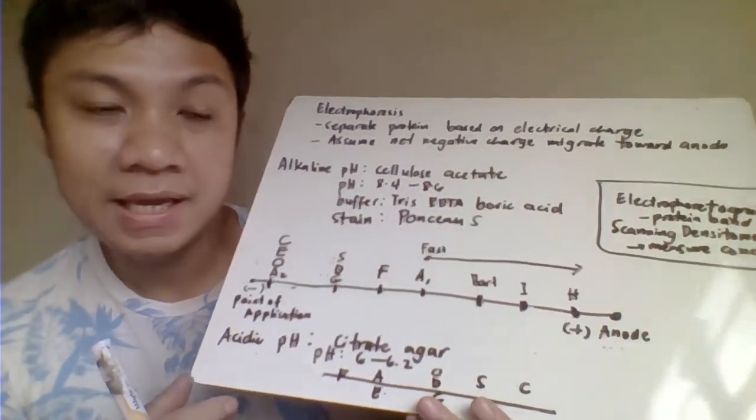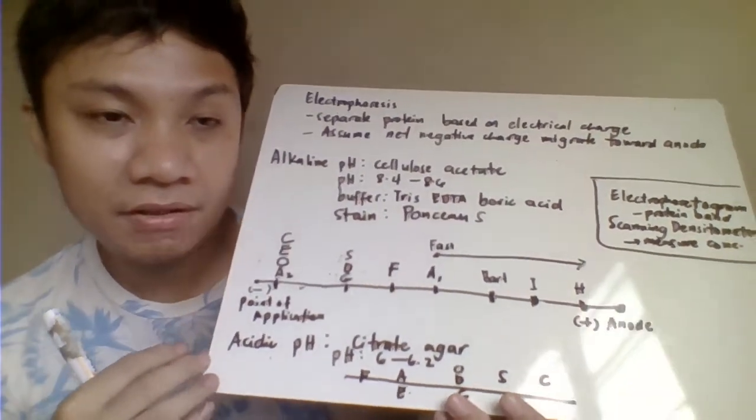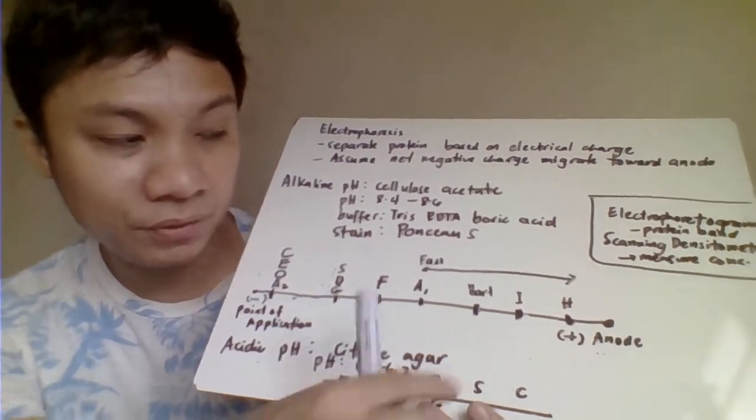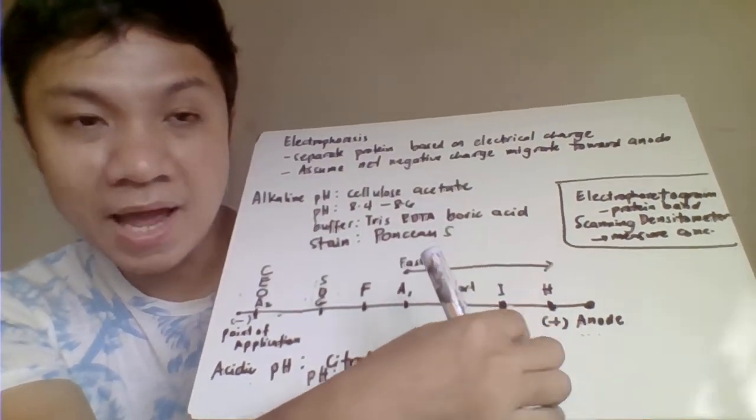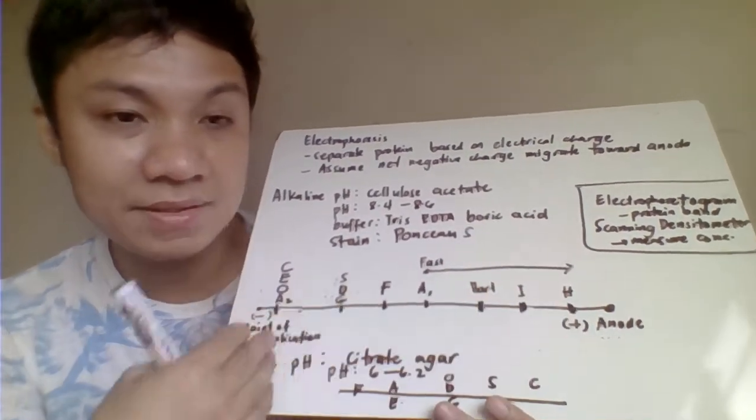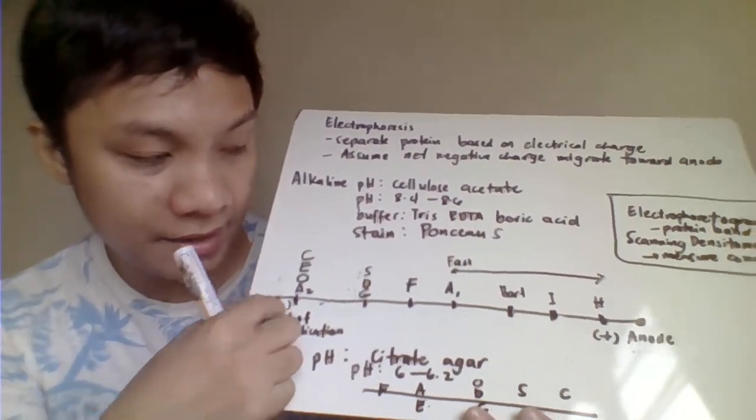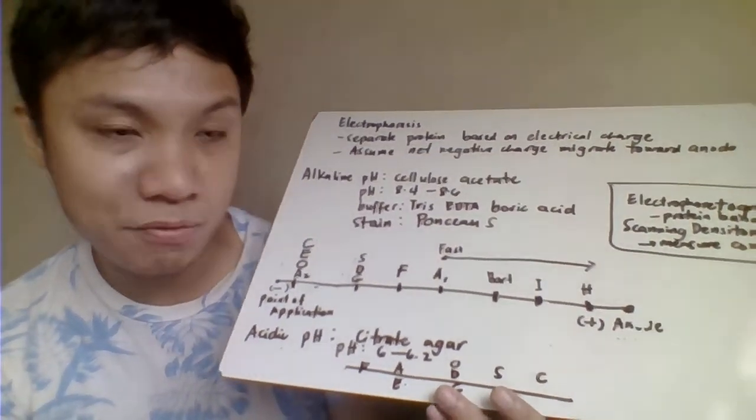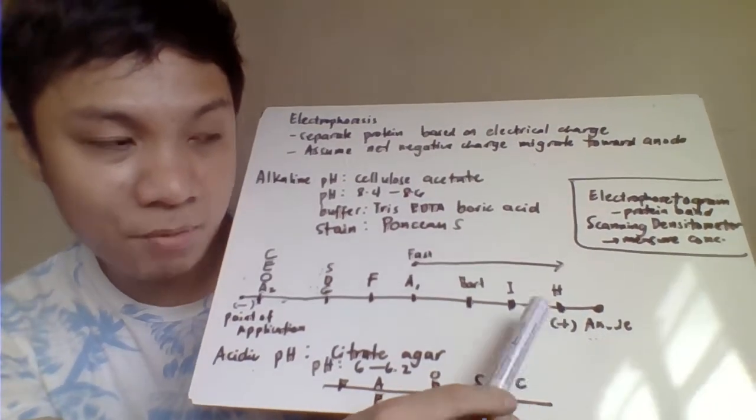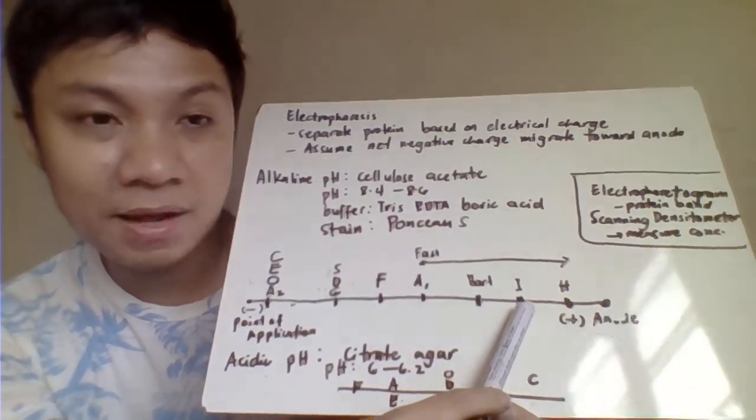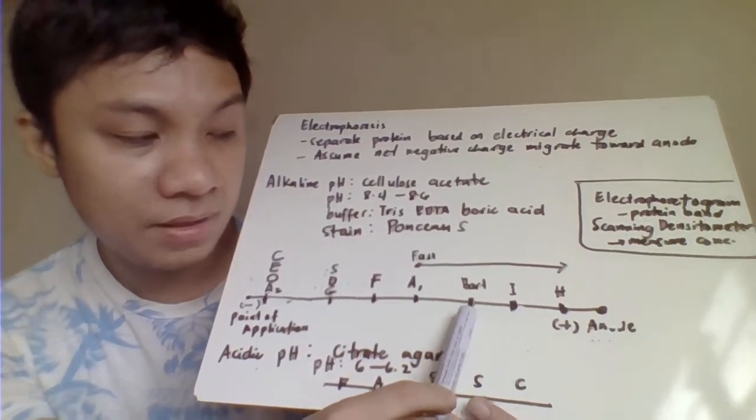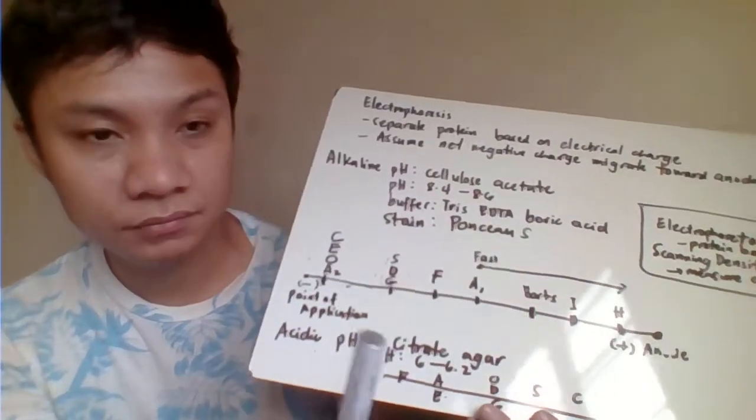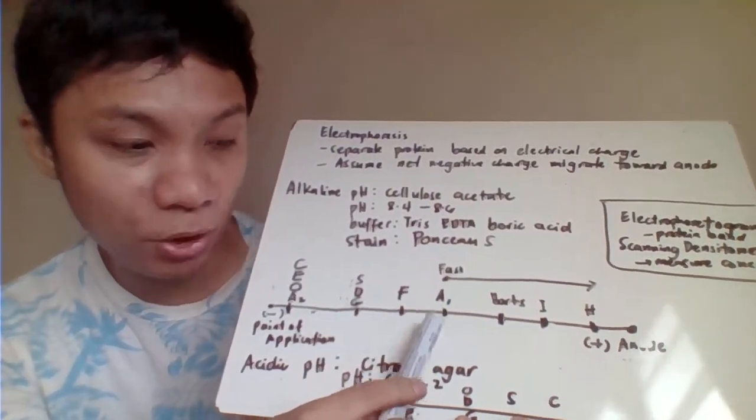Okay, so in alkaline pH electrophoresis, it will eventually separate your protein bands in the following order. The ones near the anode are the fastest moving. So you apply the sample here and it moves toward there. The ones farthest away are considered the fastest moving. So here you can have hemoglobin H. The next protein band, you have hemoglobin I, hemoglobin Bart's. Then we have your hemoglobin A1, hemoglobin F.